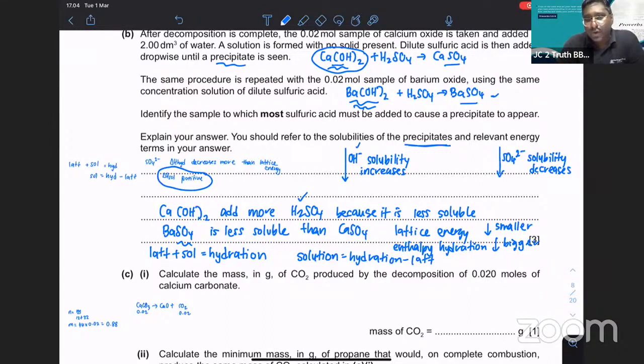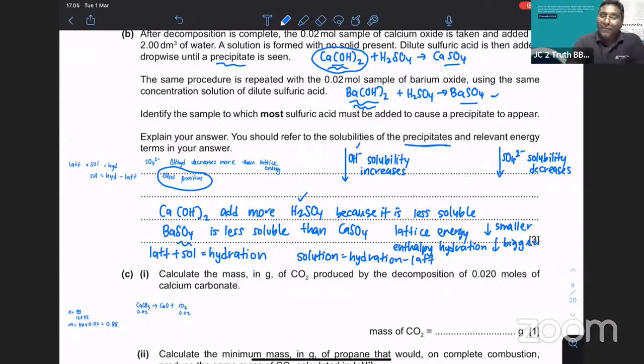If your enthalpy of solution is endothermic or positive, we know that in order to say something is soluble, your enthalpy of solution must be negative or a small positive. But in this case, because your hydration is decreasing more than the lattice energy, your enthalpy of solution is getting positive. Therefore, the solubility is going to decrease. The solubility of what? Solubility of barium sulfate.